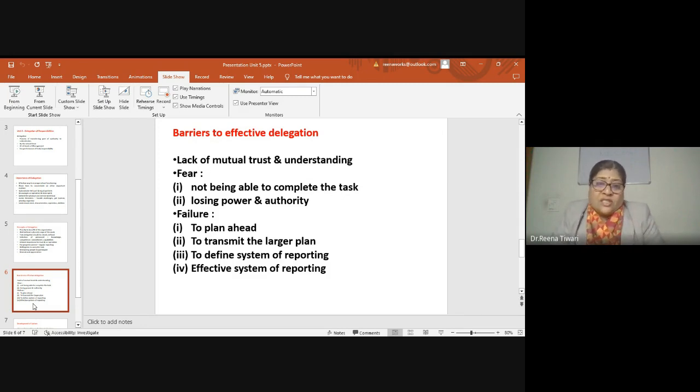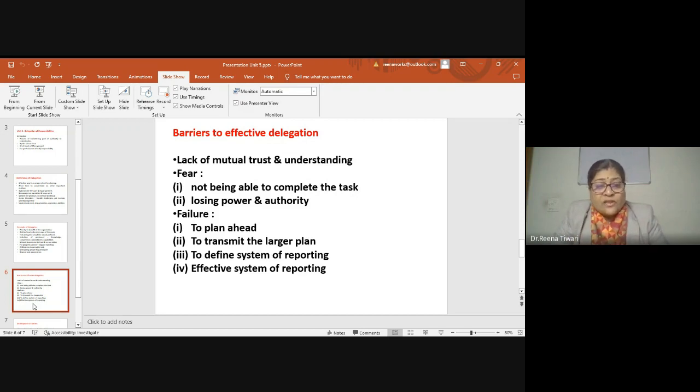Along with this, if the head teacher or the principal, we can say the headmaster, is failing in certain areas, for example, if he or she is not able to plan ahead what the different tasks and responsibilities are which need to be delegated, how they need to be delegated and to whom they should be delegated. If no plan is being made by the head teacher, then it is a barrier. In the same way, sometimes day-to-day tasks are being delegated, but what is the reason for that? What is the long-term objective the head of the institution needs to achieve? So when she or he is not able to transmit the larger plan to the subordinates, even then effective delegation is not possible. If there is no system of reporting, and it should be an effective system.